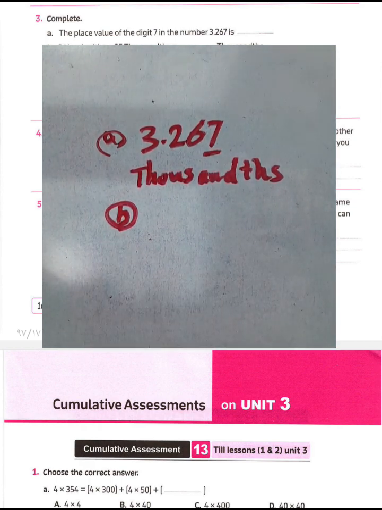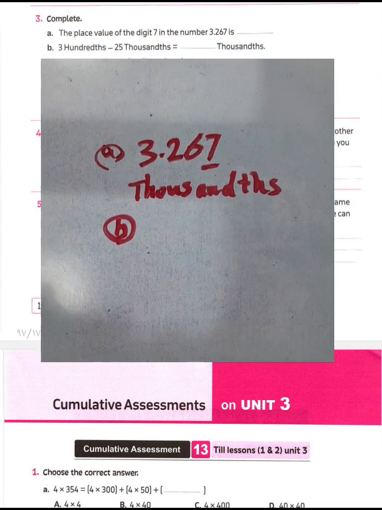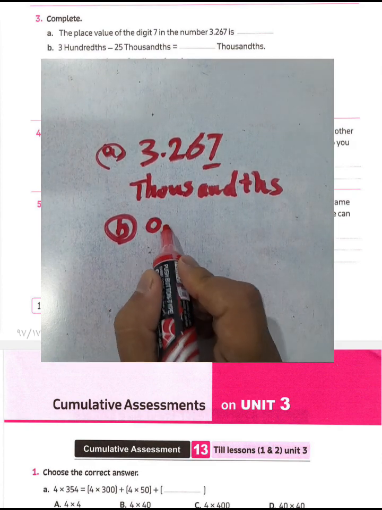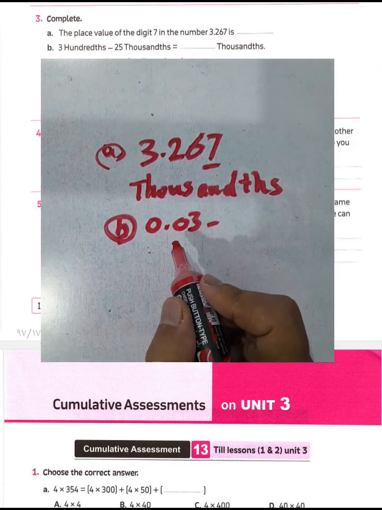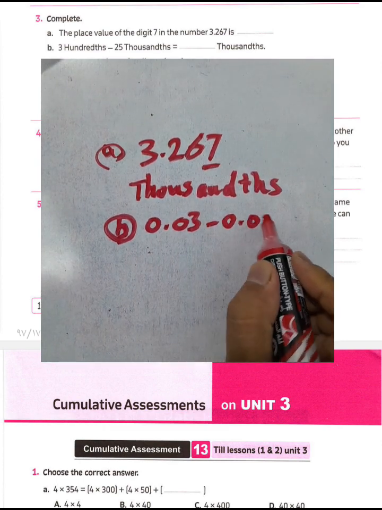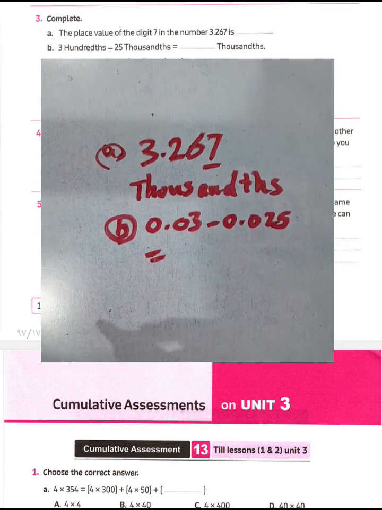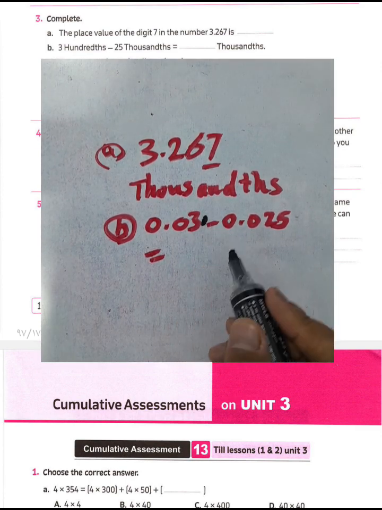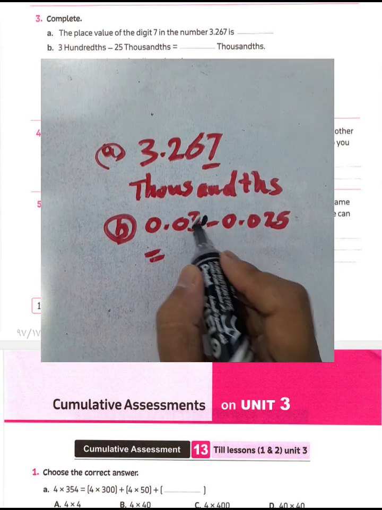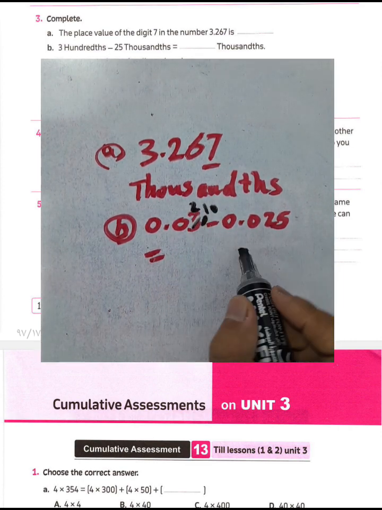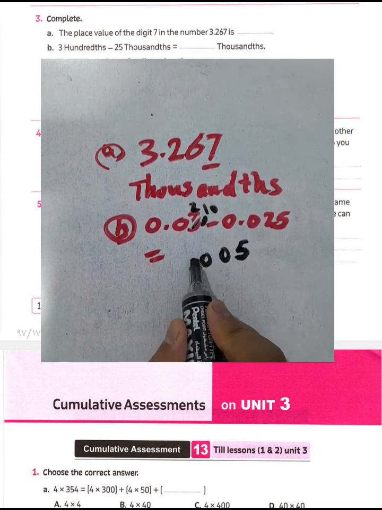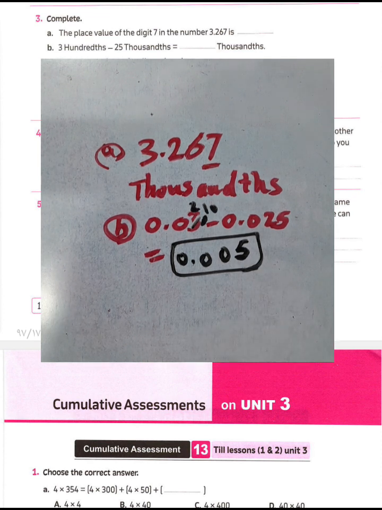Question letter B: 300 thousandth subtract 25 thousandth equals blank thousandth. 300 thousandth equals 0.300. Subtract 25 thousandth, write 0.025. We can find the difference between them by putting 0 outside. 0 minus 5, we can't do it. Borrow 1 from 3, it will be 2, and 0 will be 10. 10 minus 5 will be 5. 2 minus 2 equals 0. And 0 minus 0 equals 0. Then write this number. It will be 275 thousandth.